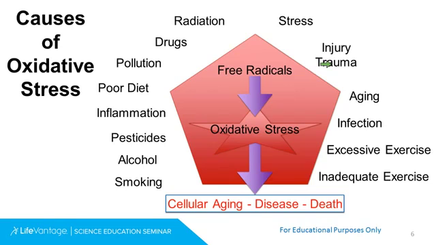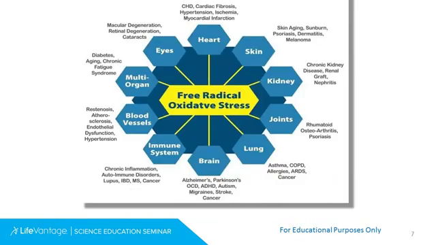Injury, trauma, aging, infection, too much and not enough exercise, all of those things create more free radicals, increasing the oxidative stress, leading to cellular aging, disease, and ultimately death. Now, what organ systems are affected by oxidative stress? Every one of them. And here is a list of some of the things that happen from oxidative stress with regard to these different organ systems.